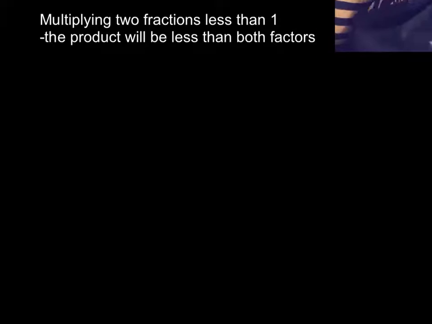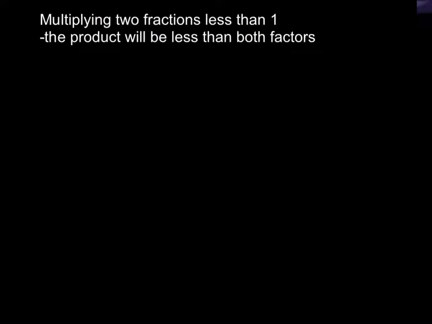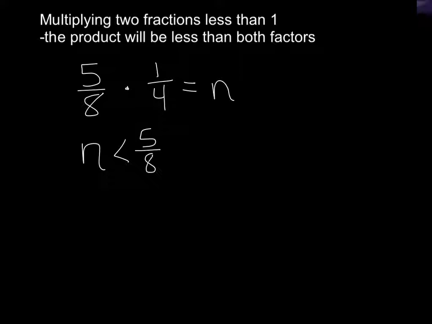Here's another one that I'm sure you're going to handle just like superstars. And that's what happens when you multiply two fractions that are less than 1. You know that the product is going to be less than both factors. So if I have 5/8 multiplied by 1/4 being equal to n, without having to solve or compute, I know that n will be less than 5/8, but n will also be less than 1/4.